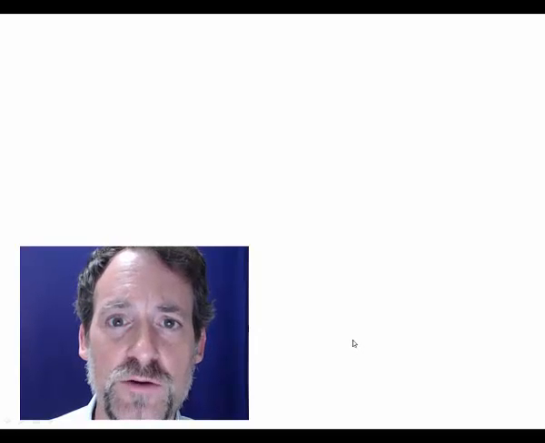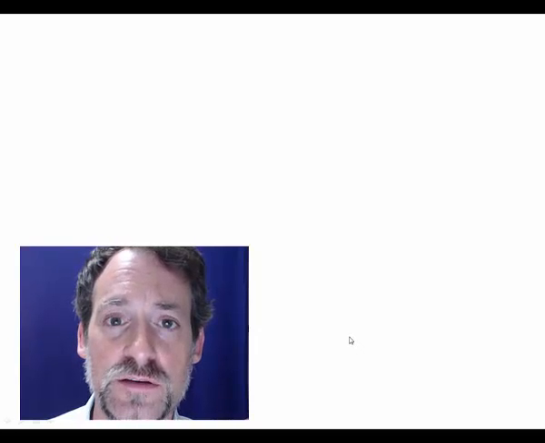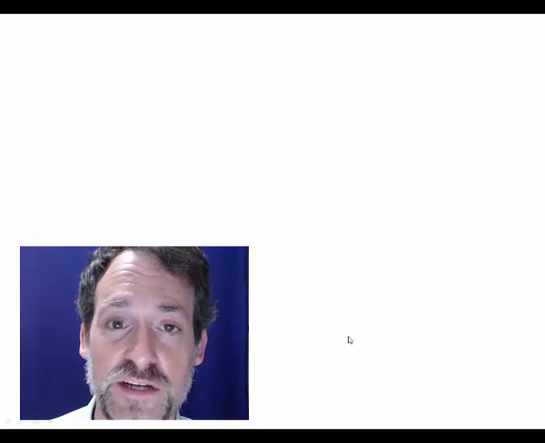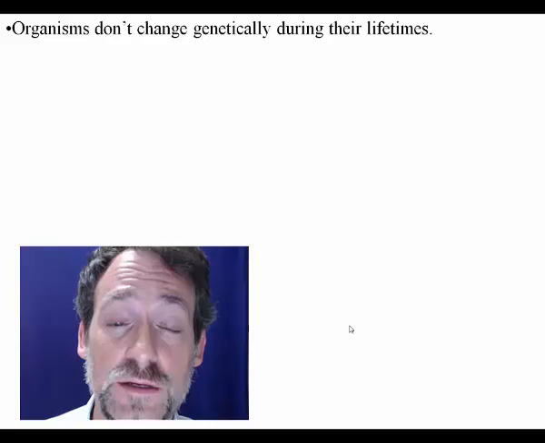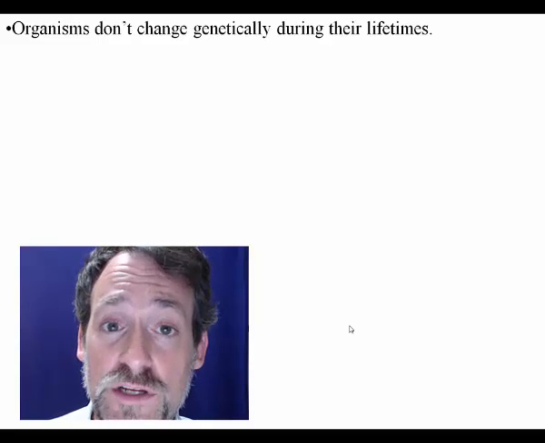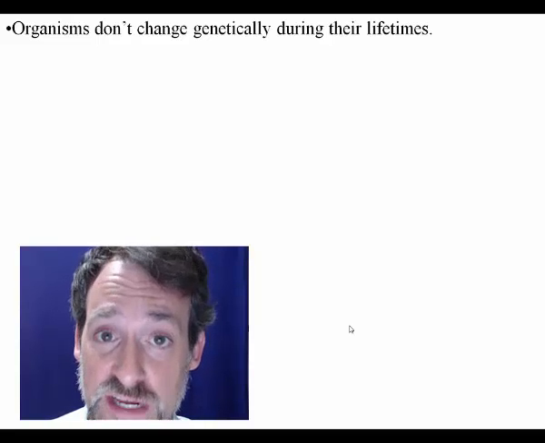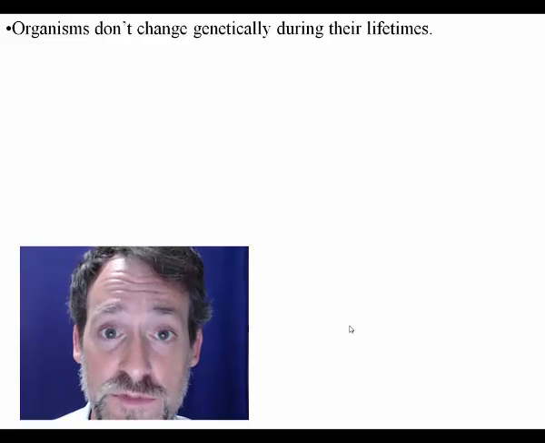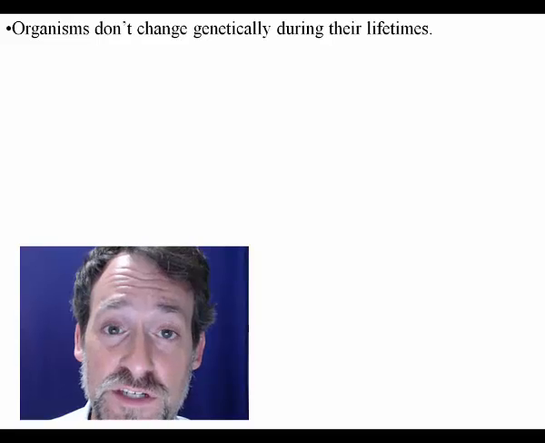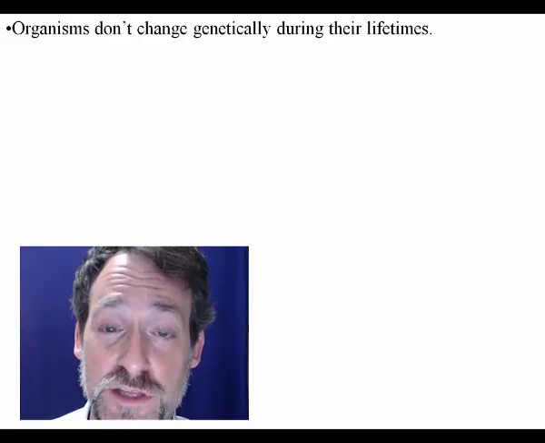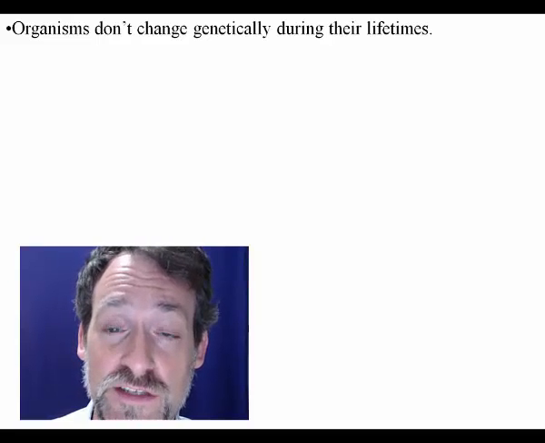So let's go ahead and review the key points that I want you to take away from this lecture about the process of evolution by natural selection, how it works and how it doesn't work. Very importantly, organisms do not change genetically during their lifetimes. They don't direct their own evolution, and the environment does not change them genetically so they start showing new traits that they weren't born with.